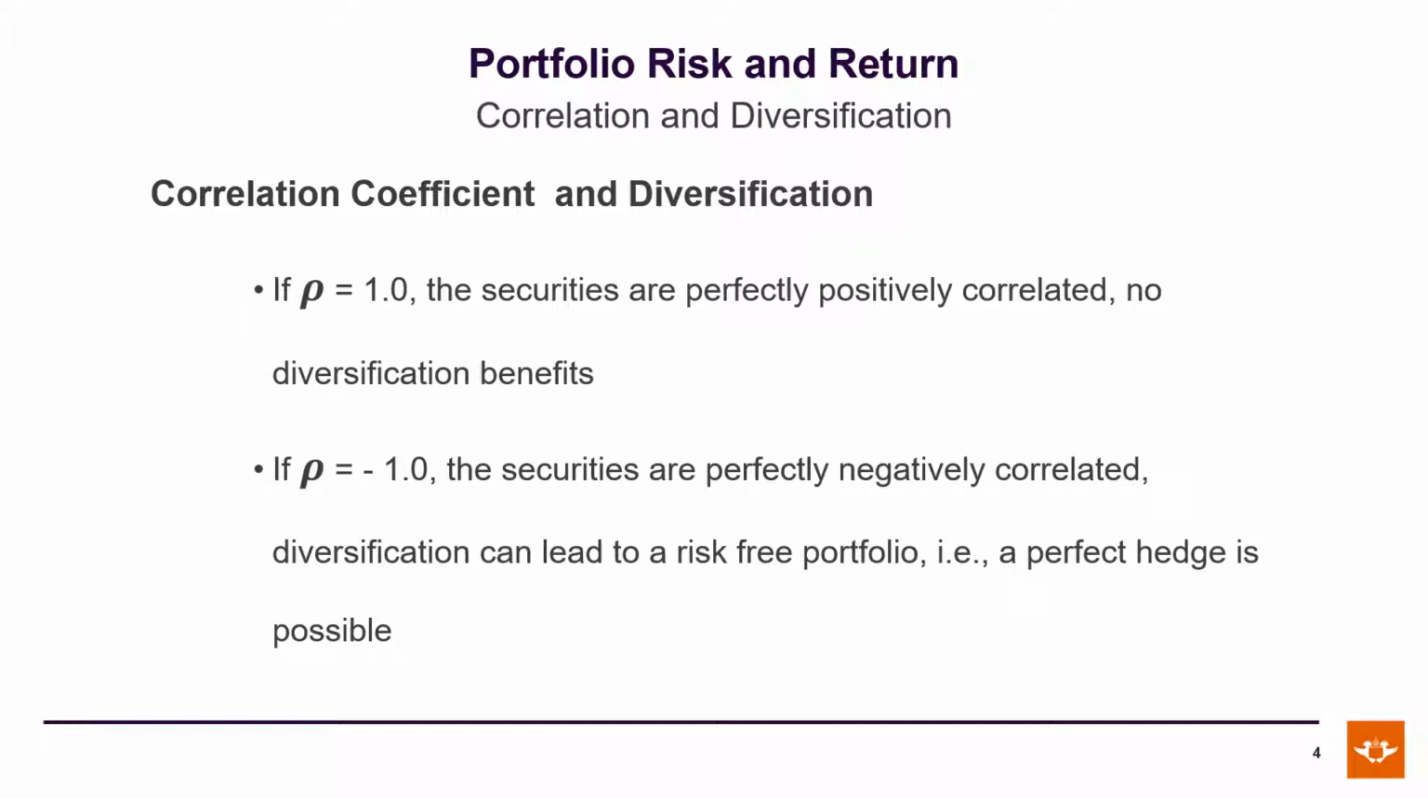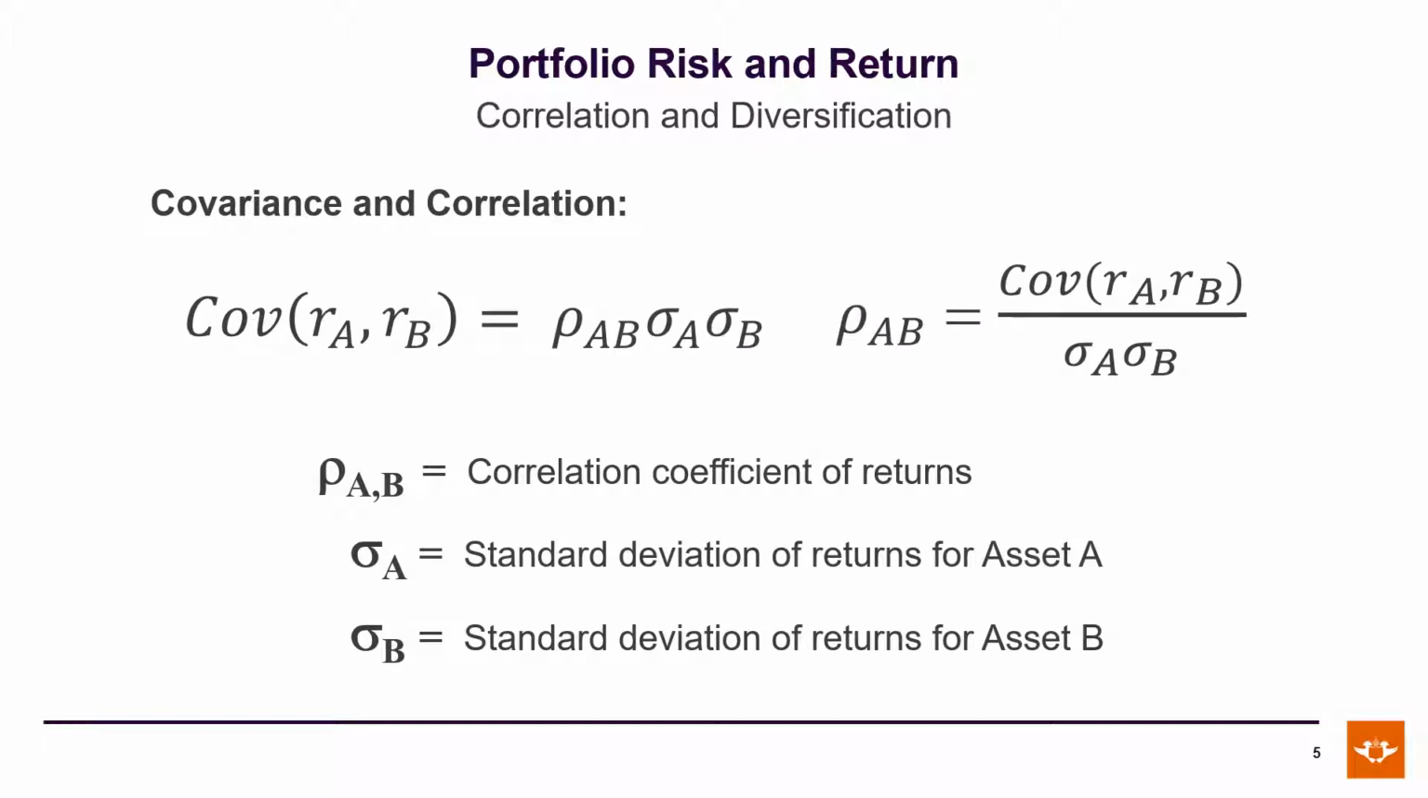And here, not only is diversification possible, but it is possible to create a risk-free portfolio, a perfect hedge as it were. A correlation coefficient value of between -1 and +1 means that diversification benefits are always possible, although the closer you get to -1, the better they are.